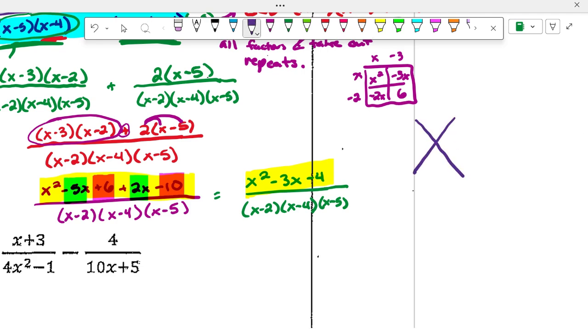Now, I know you guys are fairly comfortable with big X by now, so I'm just going to do it quickly. A times C is negative 4. My B value is negative 3. The two numbers that multiply together to give me negative 4, but add to give me negative 3, are negative 4 and positive 1. Throw an x on top. So this would be x minus 4 over x plus 1, all over my common denominator.